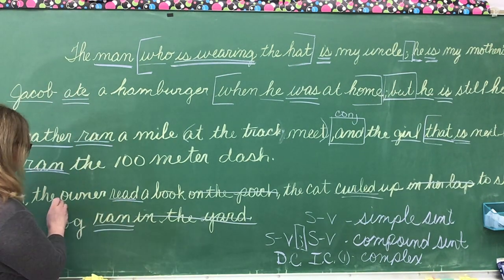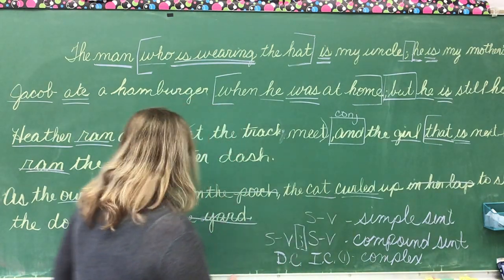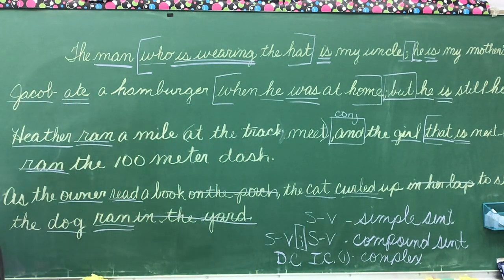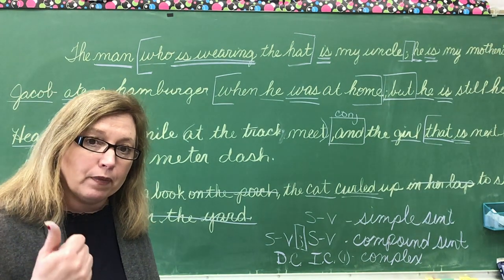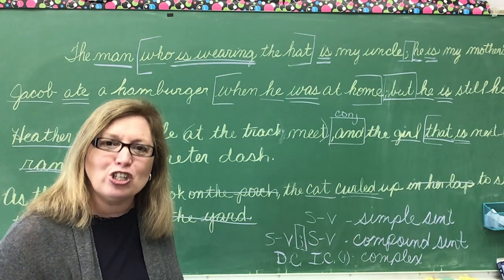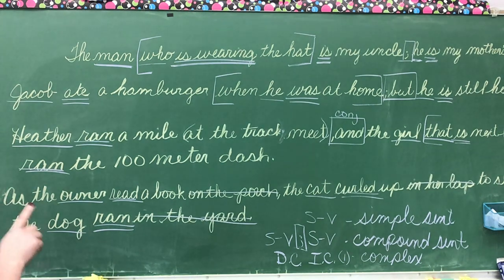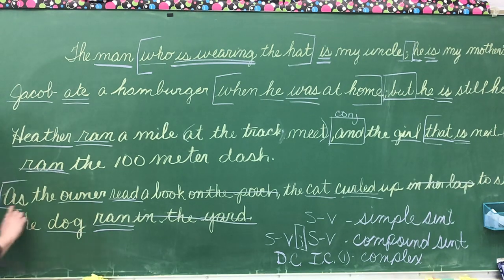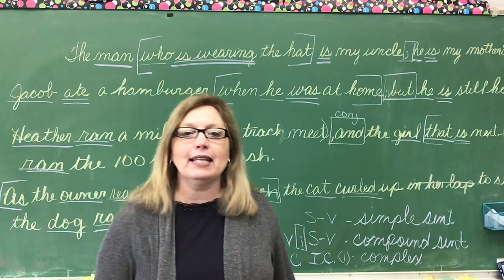Who or what read? Owner read. Who or what curled? Cat curled. Who or what ran? Dog ran. Now, do you see any subordinating conjunctions or relative pronouns? If we can get that out. Okay, when you read the sentence, as the owner read a book on the porch, the cat curled up in her lap to sleep, but the dog ran in the yard. Hopefully you saw the word as. As the owner read a book on the porch. That is a dependent clause.